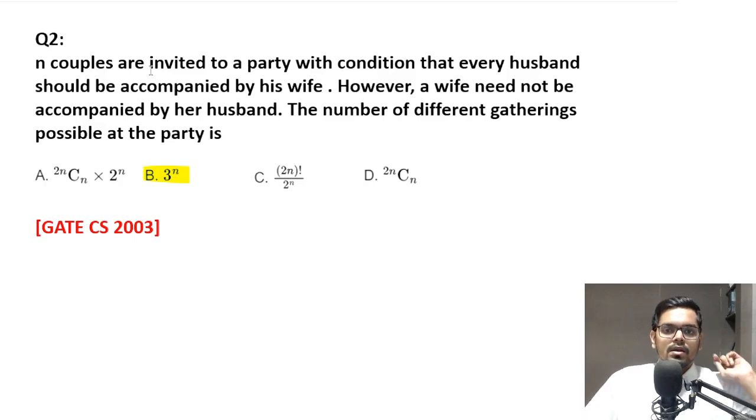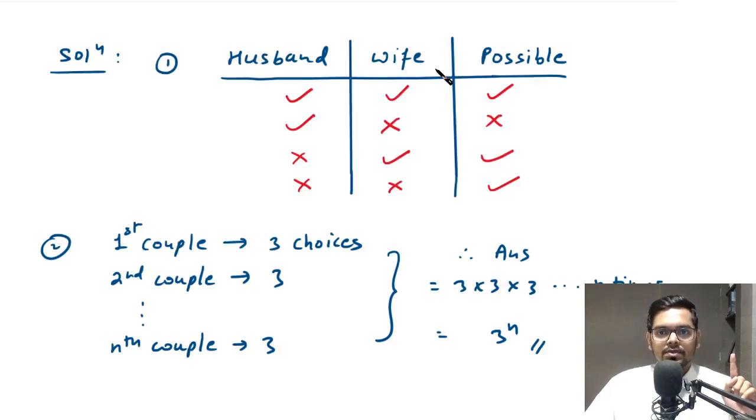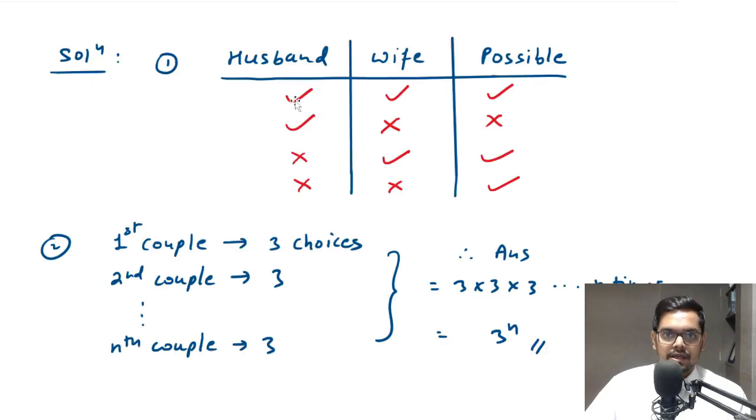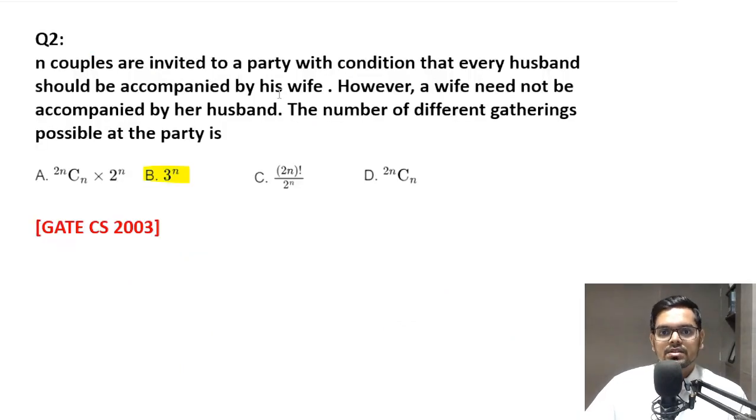Okay. Now, for the choices, the constraint is n couples are invited to a party with condition that every husband should be accompanied by his wife. So, if I make a couple husband comma wife, which case is possible? Here, every husband should be accompanied by his wife. If husband is coming, then he should be accompanied by his wife, then only a valid case. What if husband is coming and wife is not coming? Then he is not allowed, not a valid case. That's what this line says.